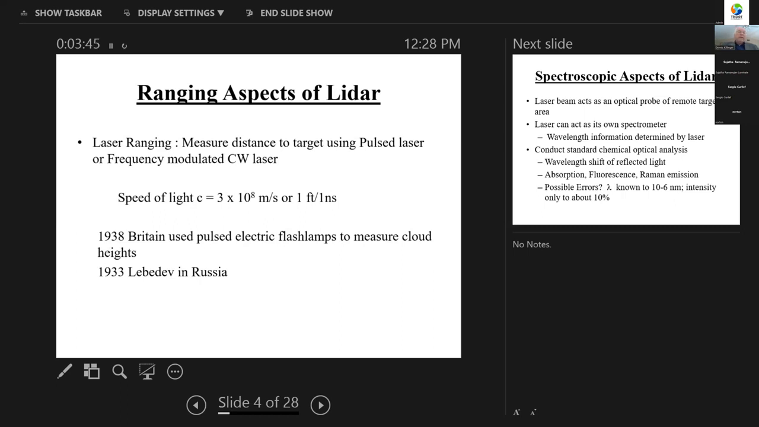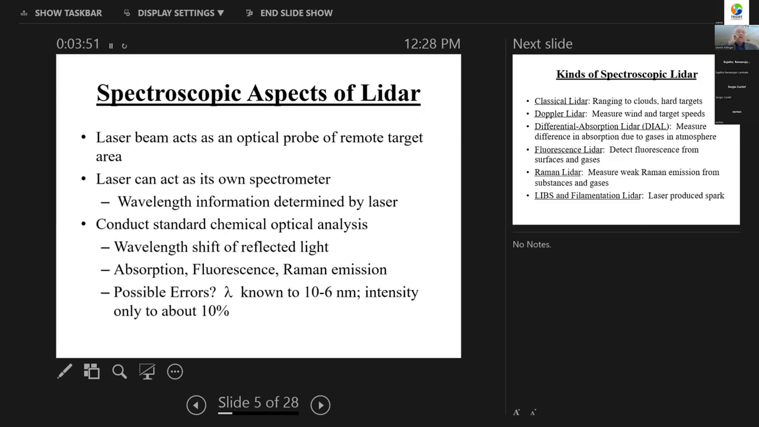Now there's also spectroscopic aspects of Lidar. The laser beam can act as an optical probe of the target. The wavelength of the laser helps to determine the information that you're going to be looking at from the target area spectrally. You can also do a standard chemical optical analysis. You can look at the wavelength shift of the reflected light. You can look at fluorescence emission, Raman emission. You can look at the absorption of the light.